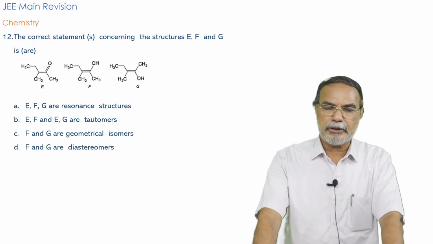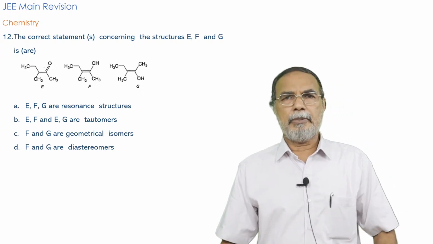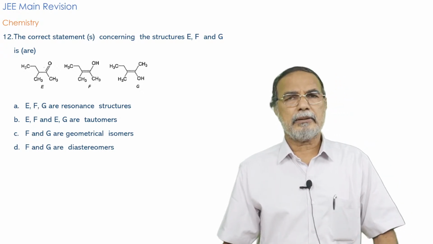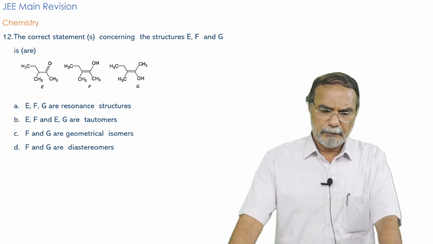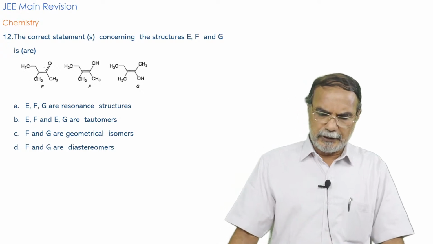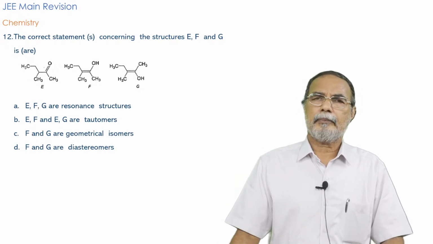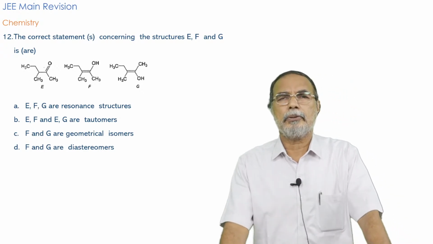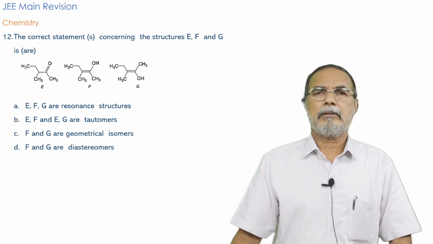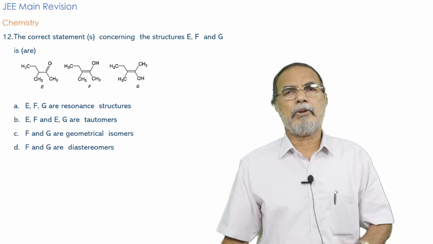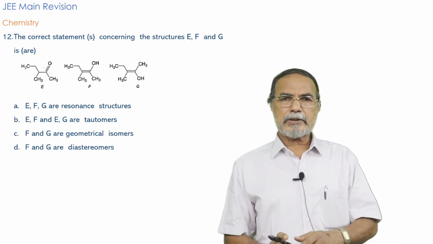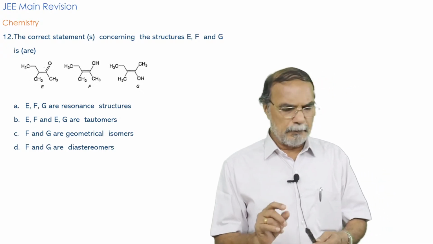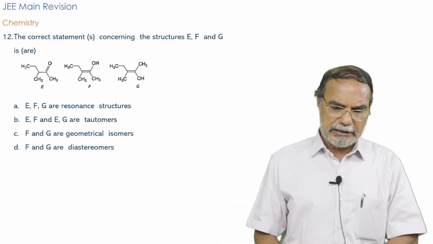Now here is a question which is again about the basic things like resonance, tautomerism, geometrical isomerism, diastereomerism, and so on. These are the terms that you listen to while you discuss stereochemistry of compounds. And once this question is asked, we will take a short break. So let us go to the answers.